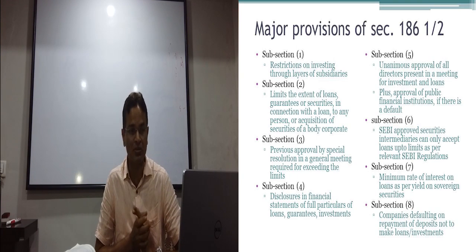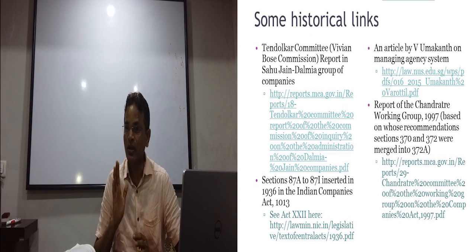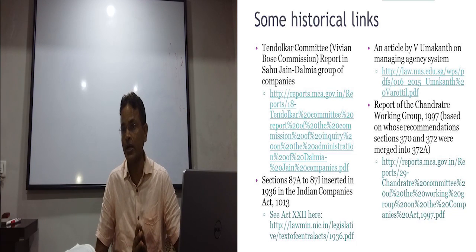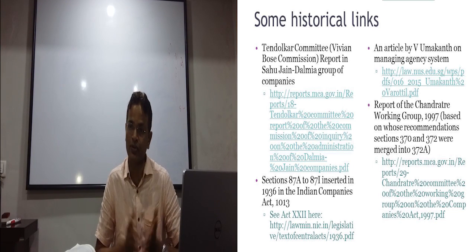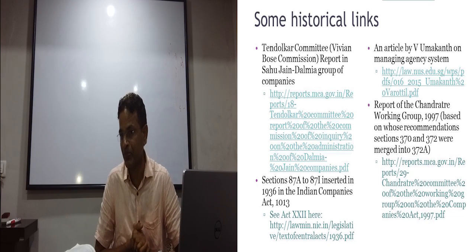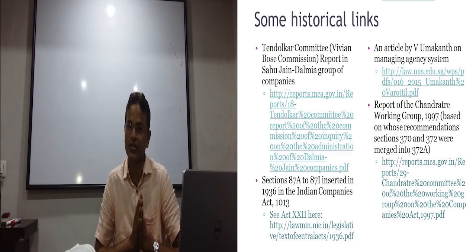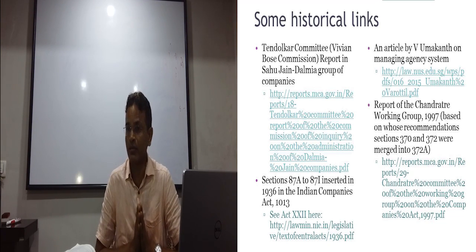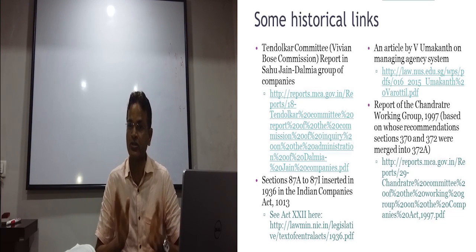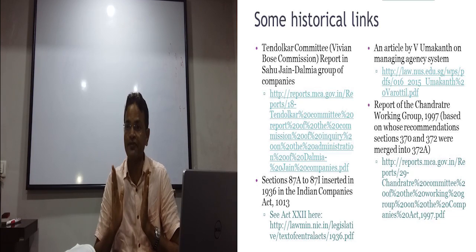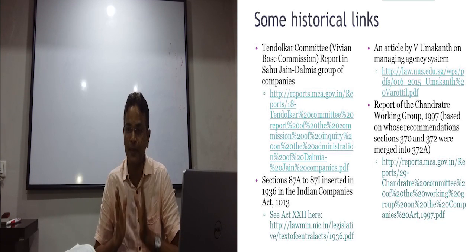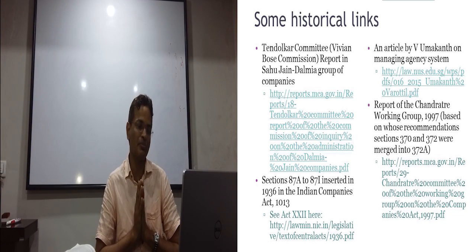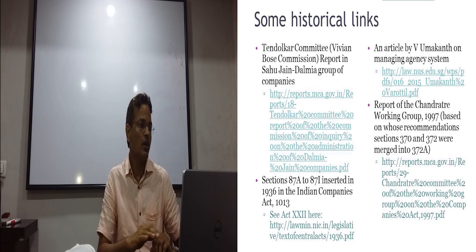Managing agency system itself got abolished, but in the 1960s, the so-called Justice Vivian Bose Commission, which inquired into the alleged irregularities of the so-called Sahu Jain and Dalmia Group companies, recommended further tightening of the sections, and in the late 1990s, pursuant to recommendations of the Chandratre Committee, these two sections 370, 372 were merged and simplified into a section 372A, providing composite limits on making of loans or investments by companies. So that's the kind of broad history.